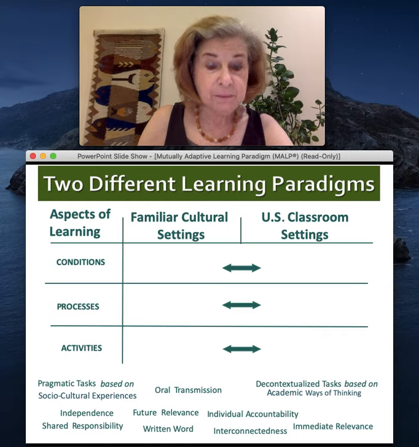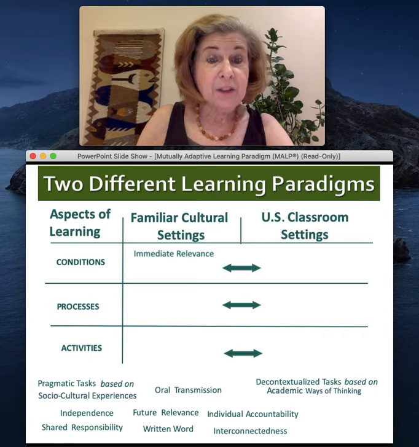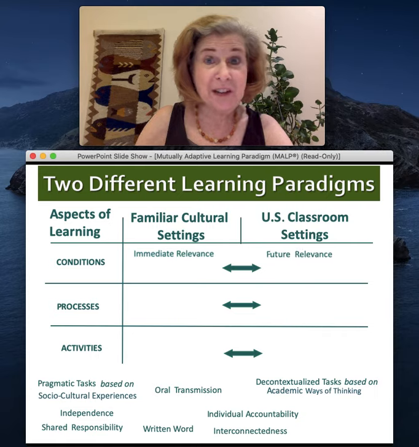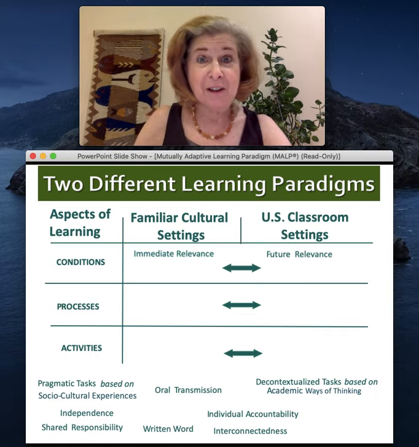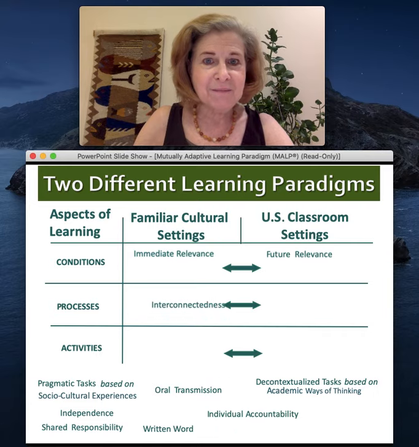All right, let's see how you did. So now we'll take a look at the first one. Conditions, immediate relevance, right? It has to be something they can relate to in the present time. And our system, it's all about the future. Prepare for the test, college and career readiness, all of that. It's all about the future. Goal setting. We think we have to get them involved in school, so make them set goals. But they want now. What can I use now? Next, interconnectedness. You remember the web? Okay, that's what they want.